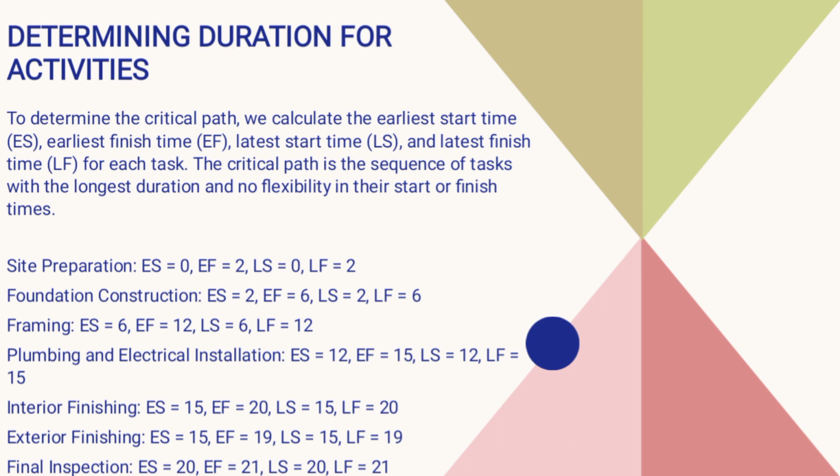This is where, from interior finishing and exterior finishing, we now get the critical part. Interior finishing: earliest start time is 15 and earliest finish time is 20. Interior finishing takes 5 weeks, so you add 15 plus 5 is equal to 20, and the latest finish time is equal to 20. Exterior finishing: earliest start time is 15, earliest finish time is 19, and latest finish time is 19.